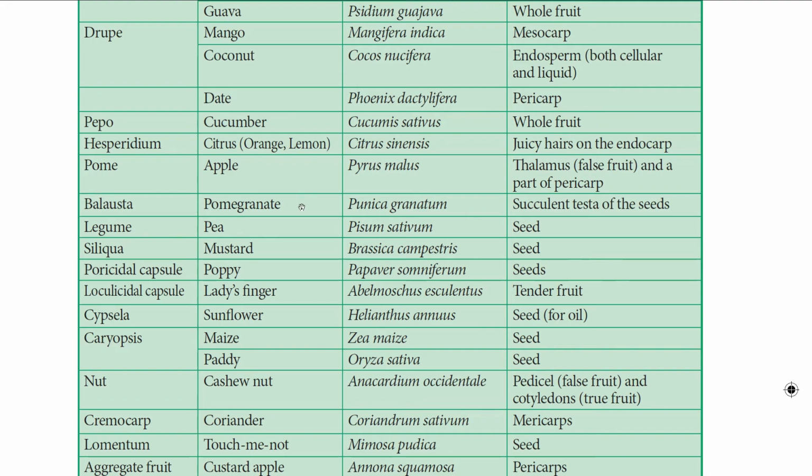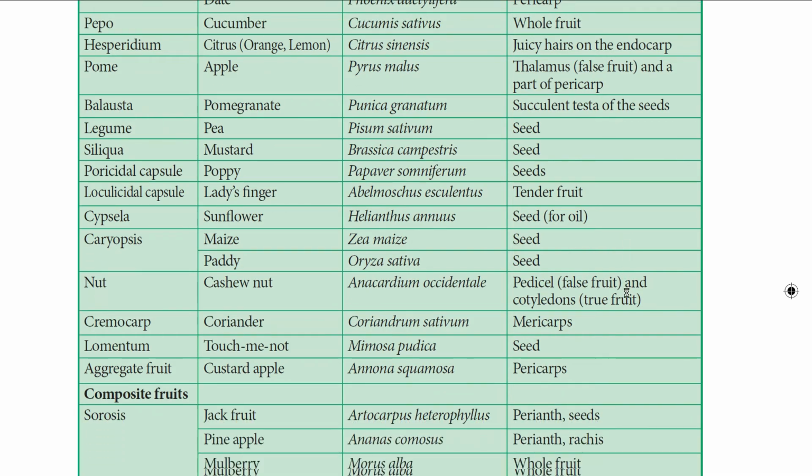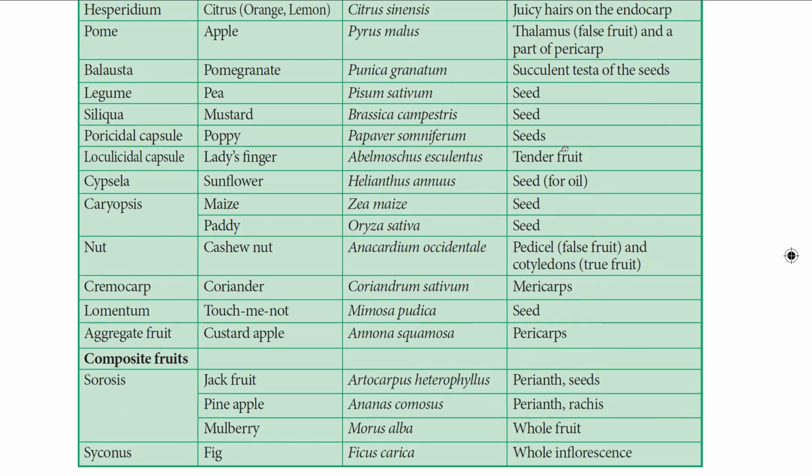In balausta, pomegranate, succulent testa of the seeds becomes the edible portion. In legume, the seeds will be edible. Siliqua, mustard seeds are edible. Porricidal capsule, poppy seeds are edible. Loculicidal capsule, that is lady's finger, the tender fruit of the plant is edible. Cypsela, the seed which is used for oil, for example sunflower, Helianthus annuus. Caryopsis, the example maize and paddy, seeds become the edible part.